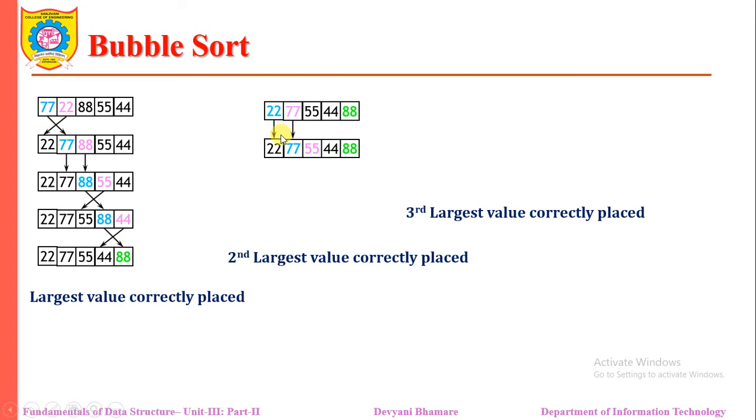In the next iteration, 77 and 55 are compared. We identified that 77 is greater than 55. That's why we do the swapping. In the next iteration, 77 and 45, here we identify they need to be swapped. So if you see, the second largest element is bubbled out and placed at the correct place.